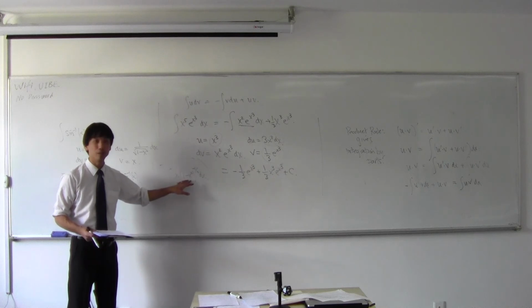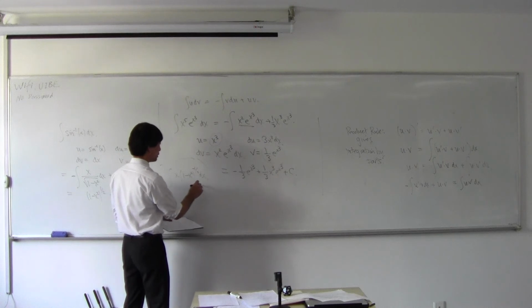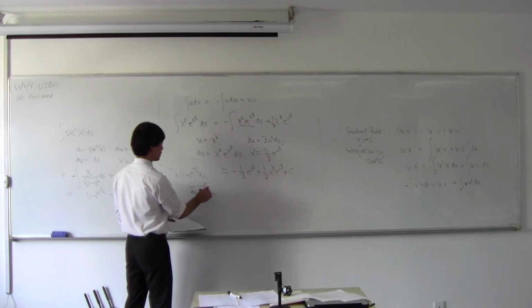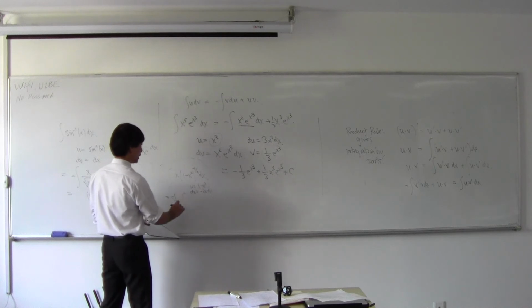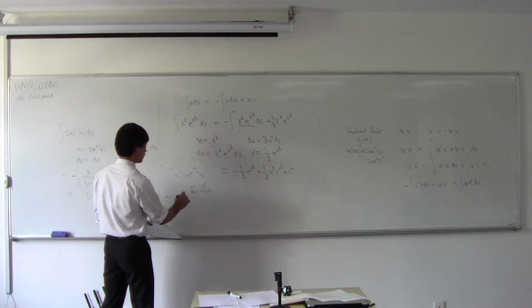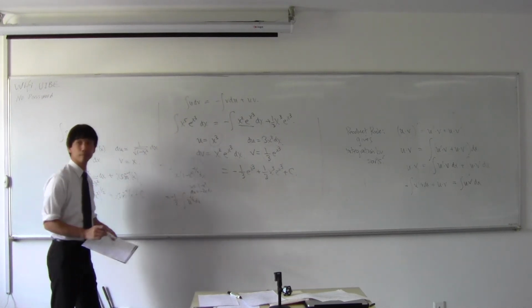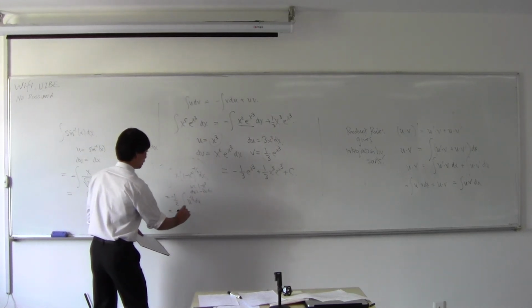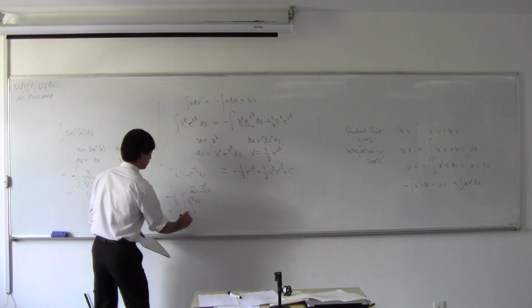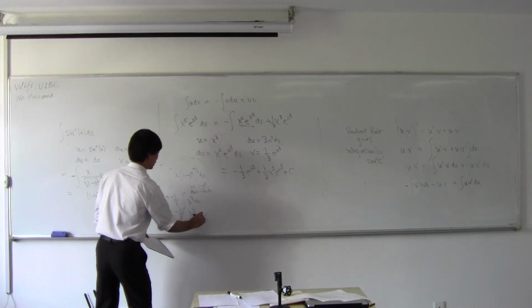Maybe u substitution, right? You'll take your u as 1 minus x squared, right? Then du is going to be negative 2x dx. So you end up with negative 1/2 the integral of u to the minus 1/2 du. But that's negative 1/2 u to the 1/2 divided by 1/2 plus c.